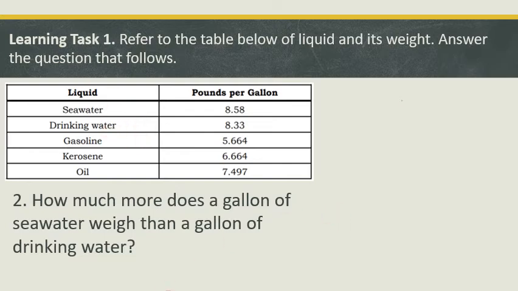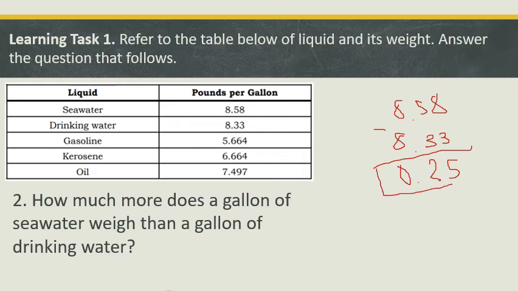Okay, so ito ay 8.58, ito yung seawater, minus 8.33, ito yung drinking water. So, 8 minus 3 is 5. 5 minus 3 is 2. Then, pantay natin decimal point. And 8 minus 8 is 0. So, ibig sabihin, mas mabigat ng 25 hundredths ang seawater compared sa drinking water.